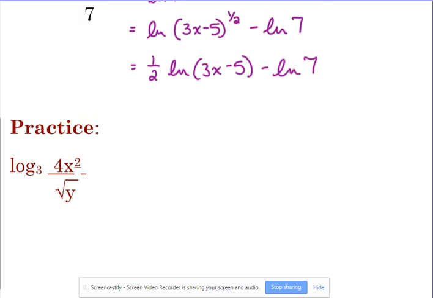Okay, so try this practice problem right here. Log base 3 of 4x squared over the square root of y. I want you to expand that using these properties. Expand it as much as you can. Log base 3 of 4x squared over the square root of y.